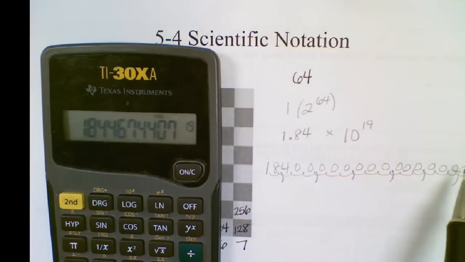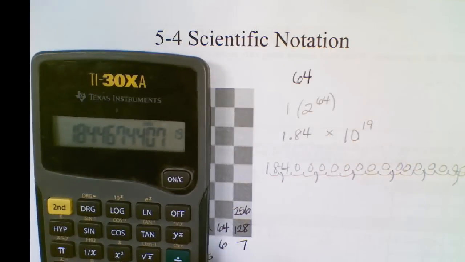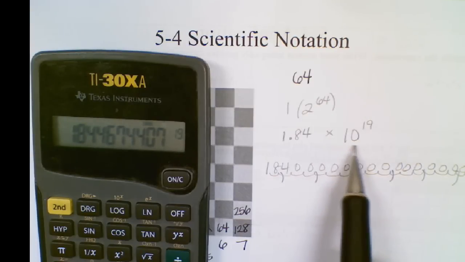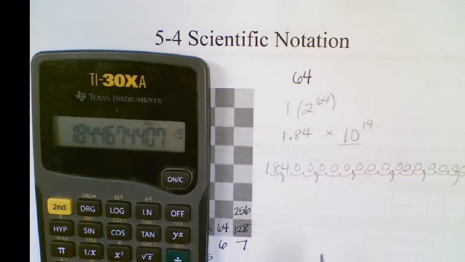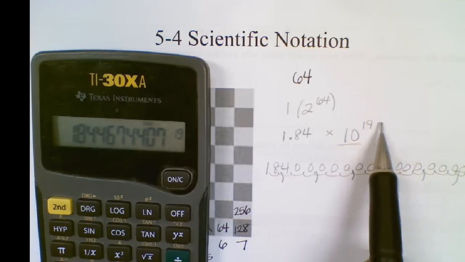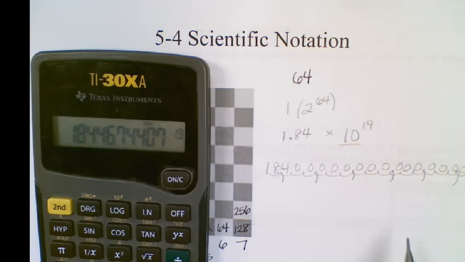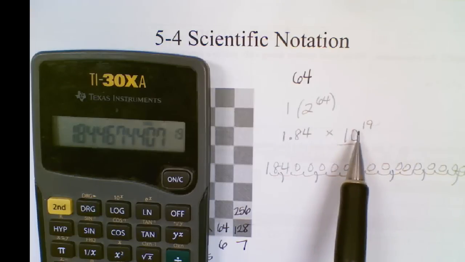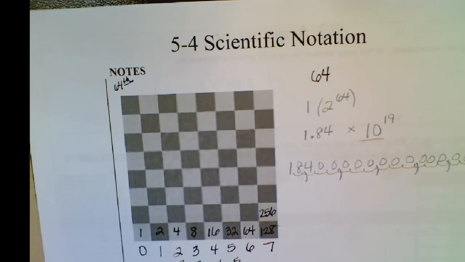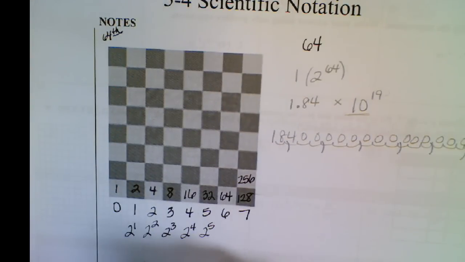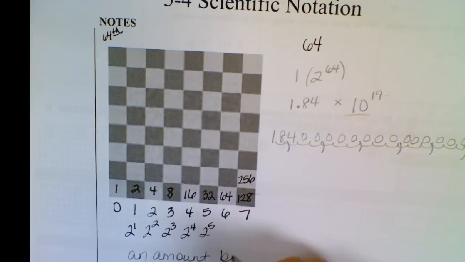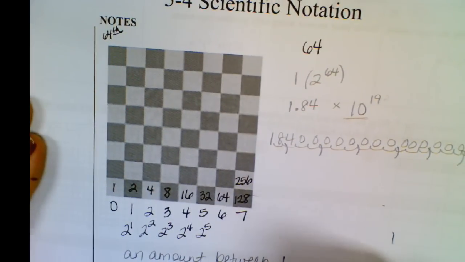And writing all those zeros out is really cumbersome. We don't want to have to do that. So when you have scientific notation, it's always your number multiplied by a base of 10 to some power. If that power is positive, you're talking about a really large number. If that power is negative, you're talking about a really tiny number. Okay? So for scientific notation, it's always the amount here, the first amount, and it's always between 1 and 10. Okay?